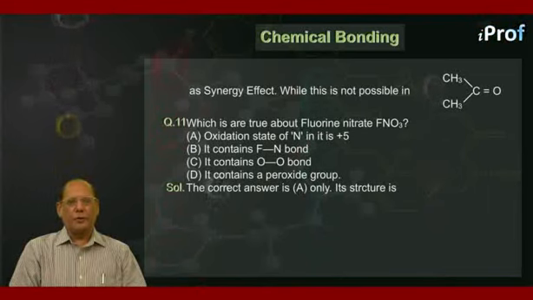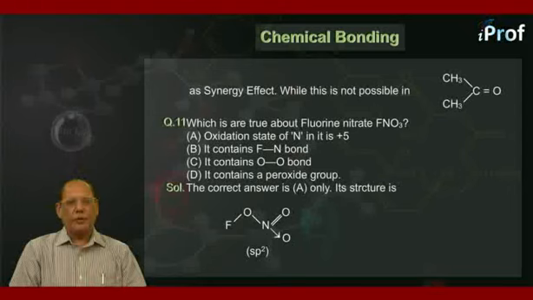Oxidation state of nitrogen in it is +5. B. It contains an FN bond. C. It contains an OO bond. D. It contains a peroxide group. The correct answer is A only, because its structure is as given over here. The nitrogen atom is in sp2 state.